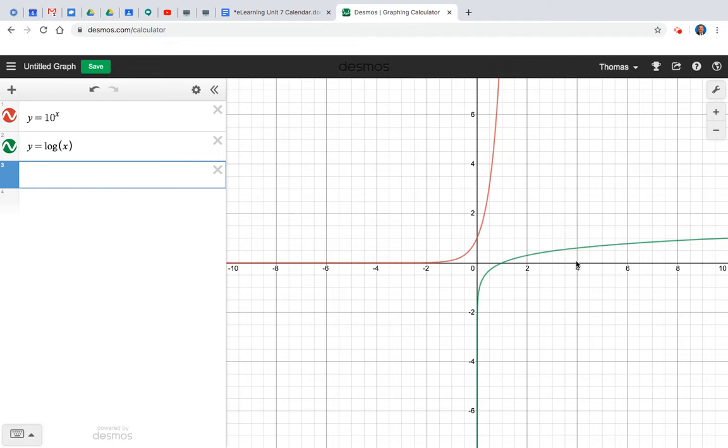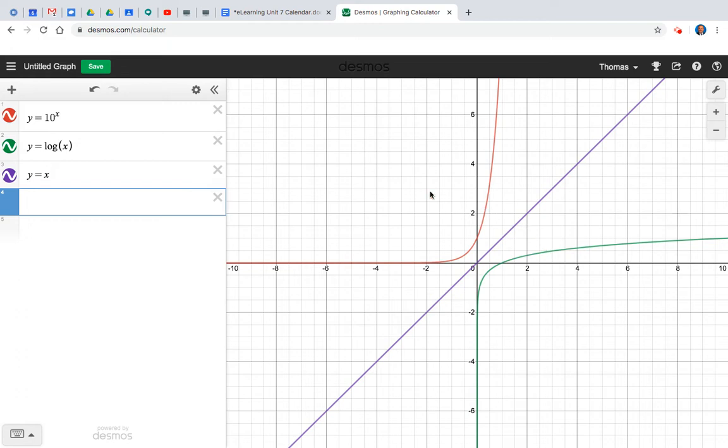So a couple things to note right off the bat. They are inverses of one another. In other words, they are reflecting across y equals x, if you will. So you could fold it over like a piece of paper and one would become the other. Remember with inverses, when I'm switching the x and the y's, I get the other graph, okay?